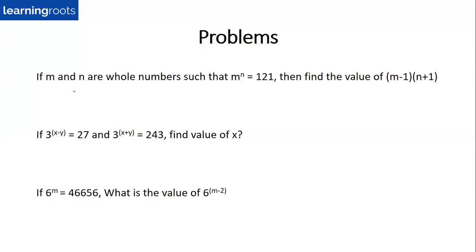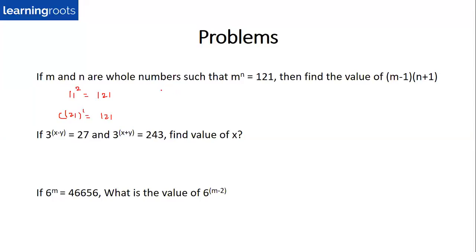If m and n are whole numbers, such that m raised to n is 121, what possibilities are there? First of all, you can have 11 square, that is 121, or you can have 121 raised to 1, which is also 121. So you're getting two cases, first of all.